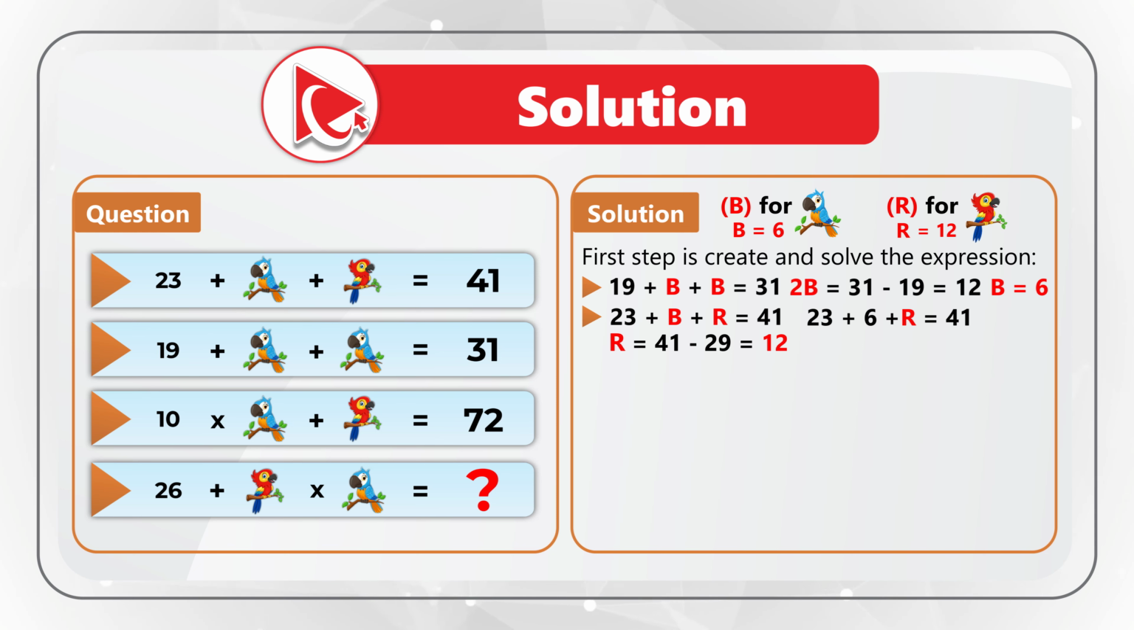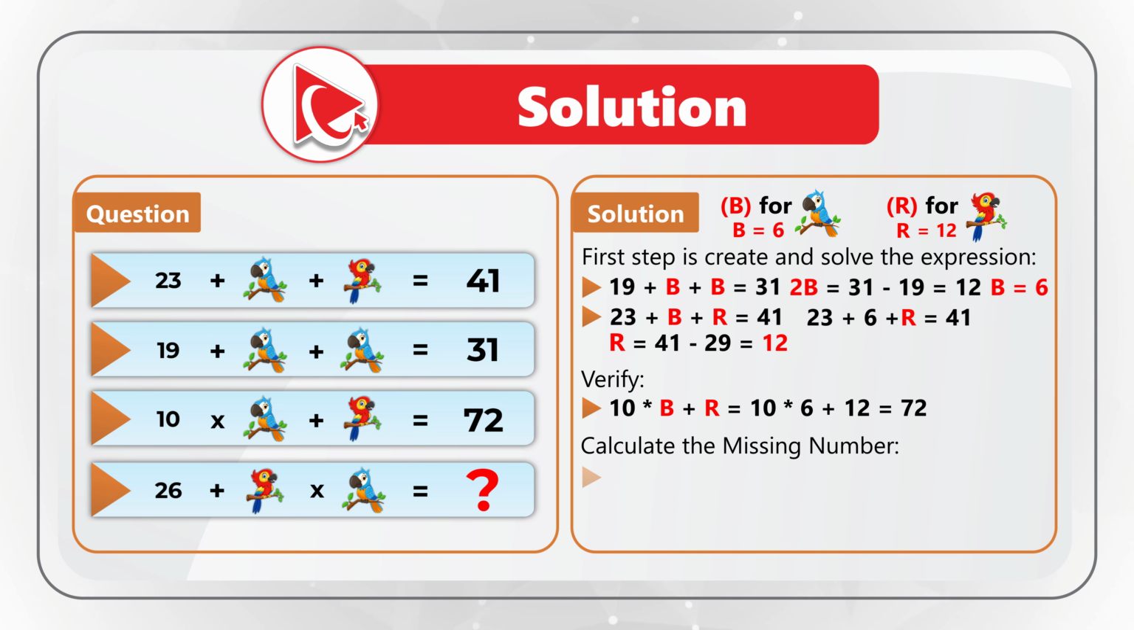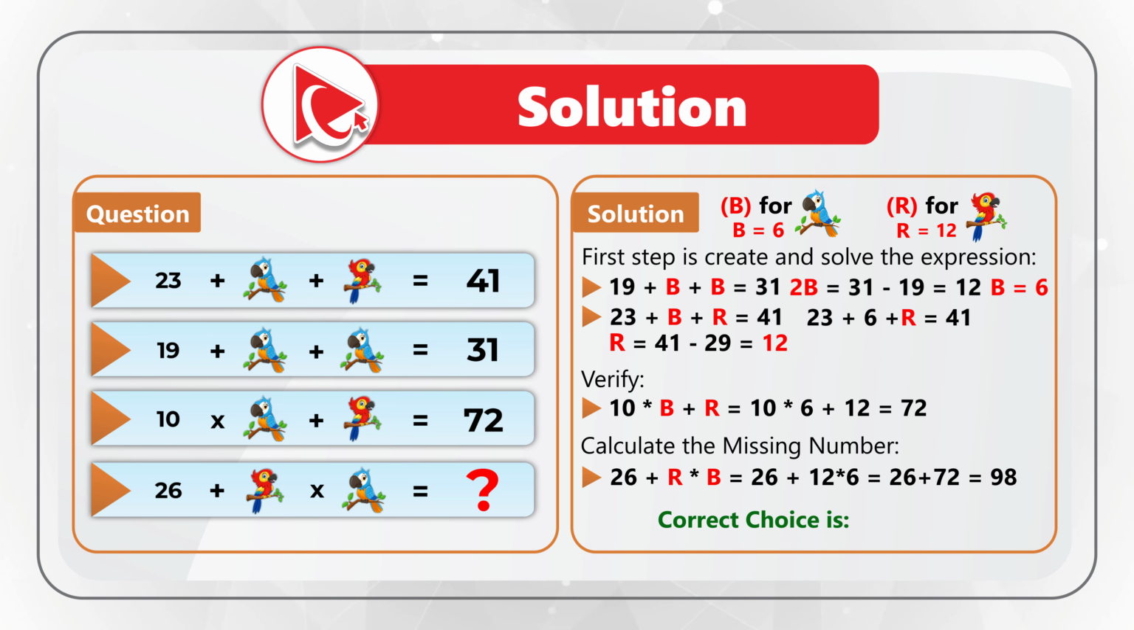But let's use the third expression to verify that our calculations are correct. 10 multiplied by (blue parrot B plus red parrot R) equals 10 multiplied by (6 plus 12). 10 multiplied by 6 equals 60, 60 plus 12 equals 72. Now it's time to calculate the missing number. 26 plus red parrot multiplied by blue parrot equals 26 plus 12 multiplied by 6 equals 26 plus 72 equals 98. So the correct answer is choice C, 98.